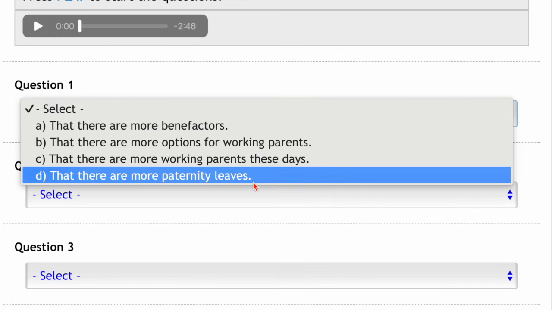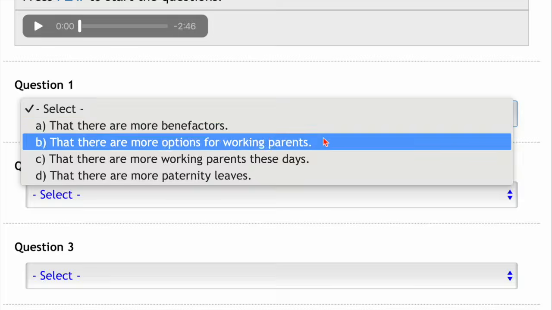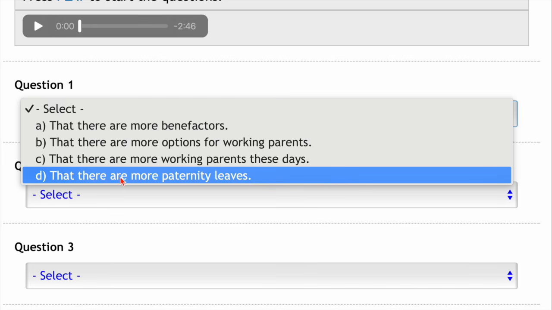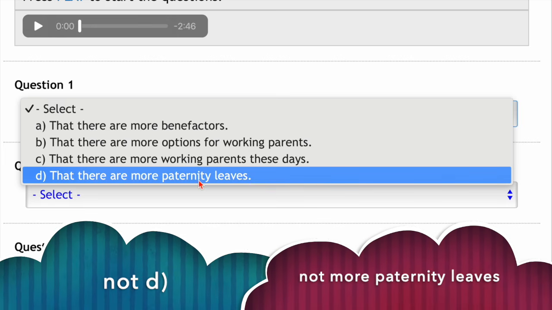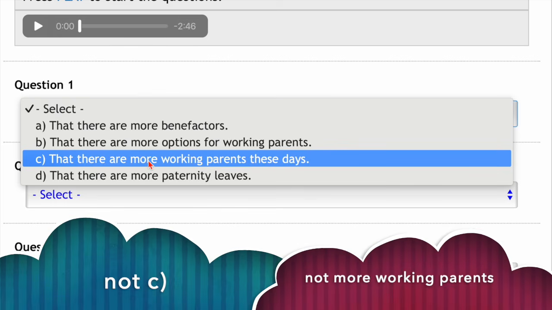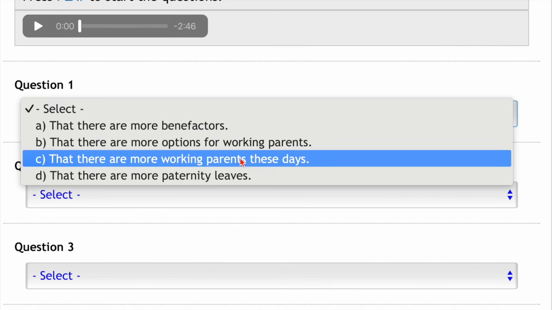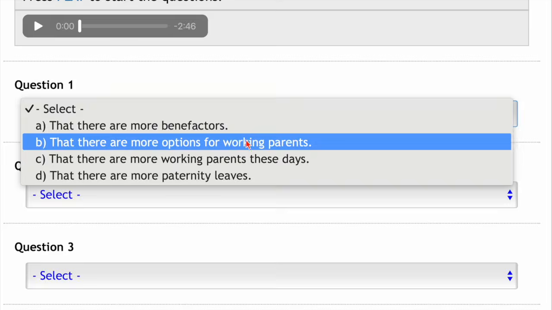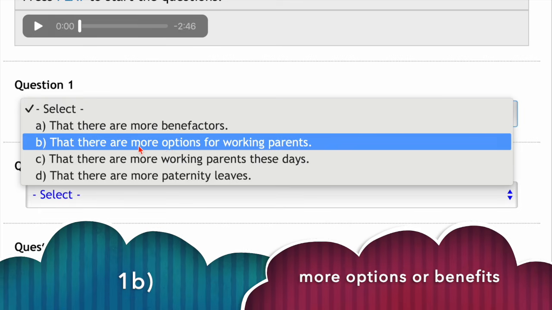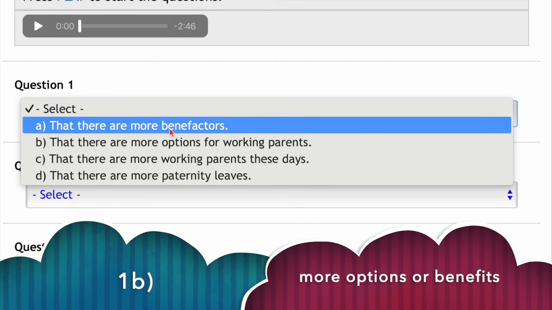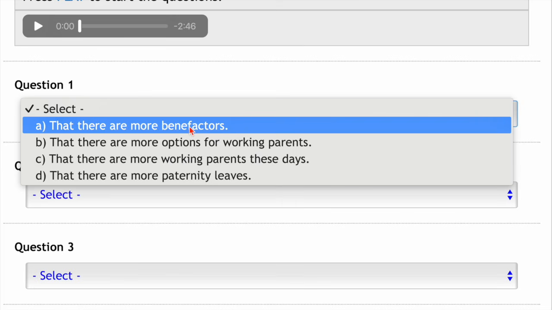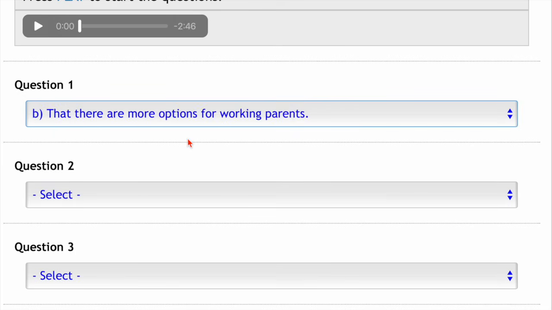I can see here again that there are many choices just on words. So it's not D because just not more paternity leaves. He mentions there is paternity leave, but not more. Also, not more working parents, just more benefits for working parents. So A or B, more benefactors, more options for working parents. B is the answer. A is only benefactors, but benefactors for who? For working parents, okay?